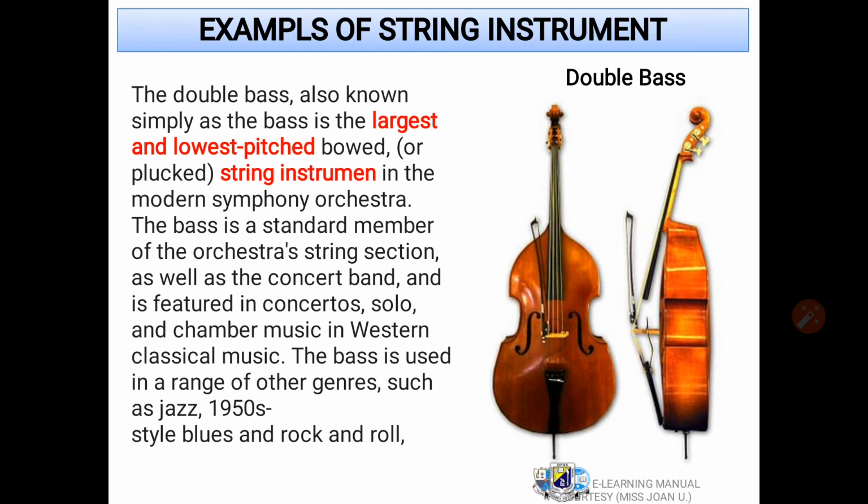Now look at the double bass. The double bass, also known as the bass, is the largest and lowest pitched bowed or plucked string instrument. In the modern symphonic orchestra, the bass is a standard member of the orchestra string section as well as the concert band, and is featured in concerts, solo and chamber music in Western classical music. The bass is used in a range of other genres such as jazz, 1950s-style blues, and rock and roll music.